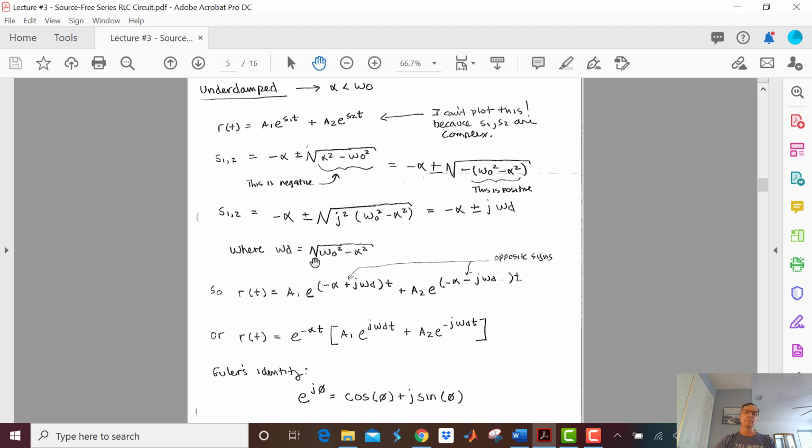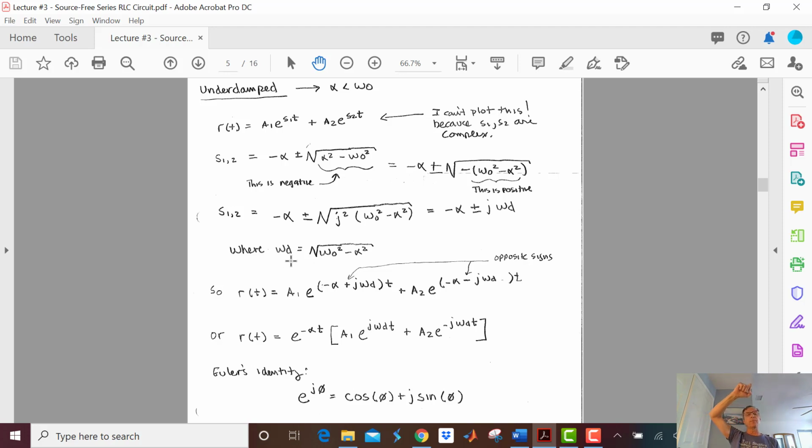Omega naught squared minus alpha squared, square root, is equal to omega d. So professor, why do we need another toadstool? Because smart people have already gone through this derivation and done it for hundreds of years, and they know that omega d is the frequency that it's going to boing at.